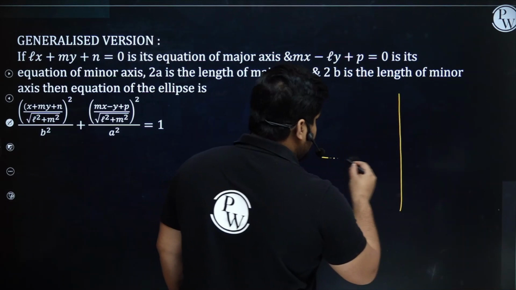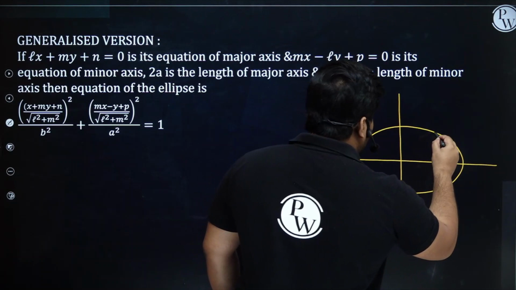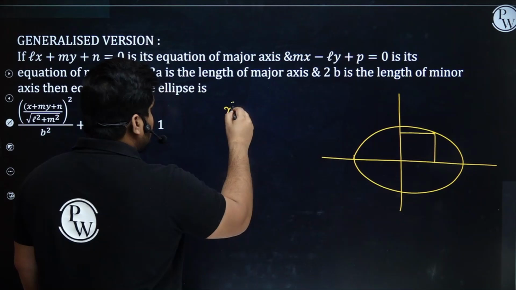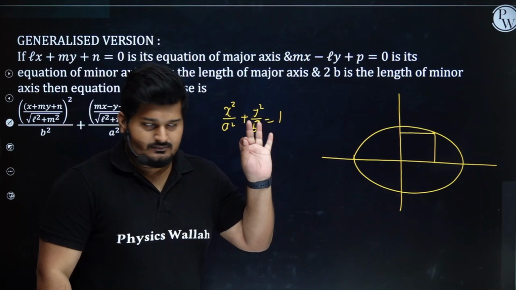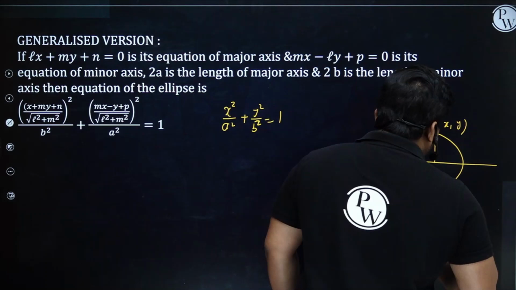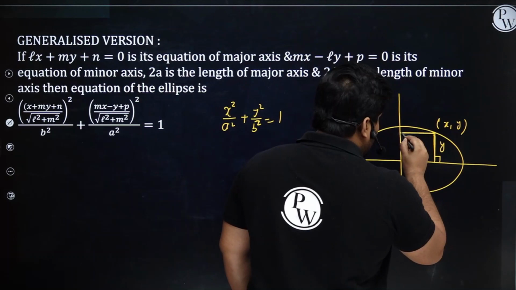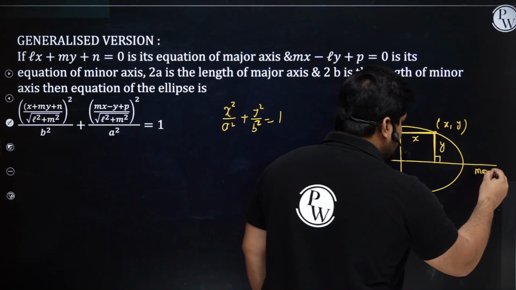Let's draw an ellipse here. We write this ellipse as x square by a square plus y square by b square equal to 1. I'm going to give you one more way to look at this definition. If you assume any point as (x, y) here, this distance will be y, and this distance is x. This is the major axis for us, and this one is the minor axis.